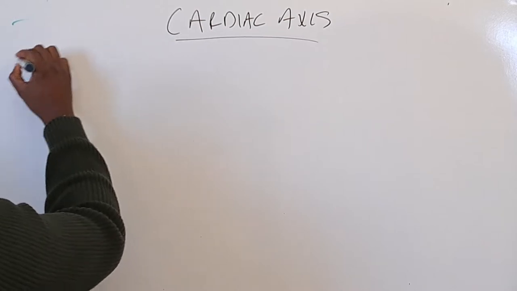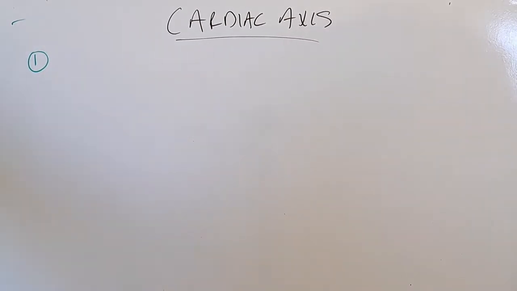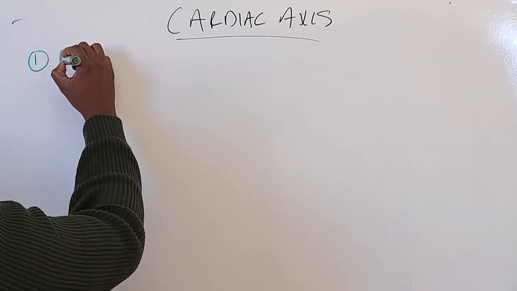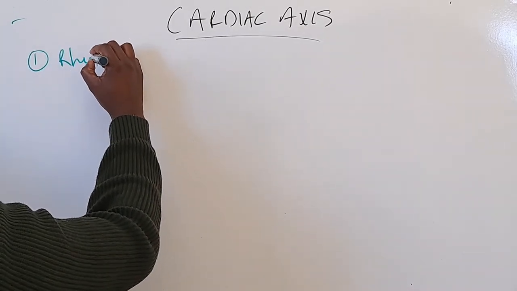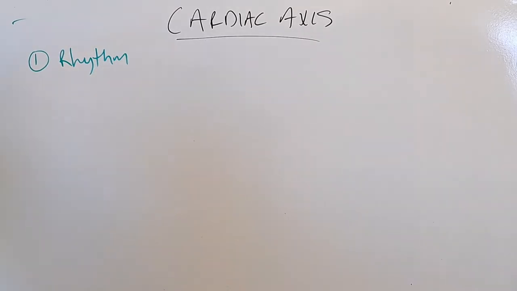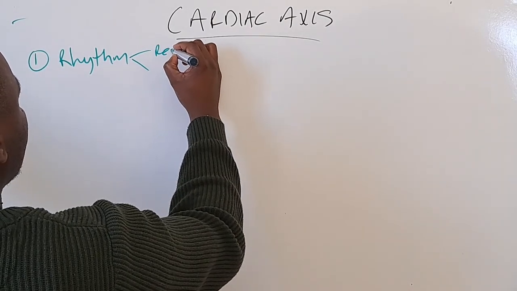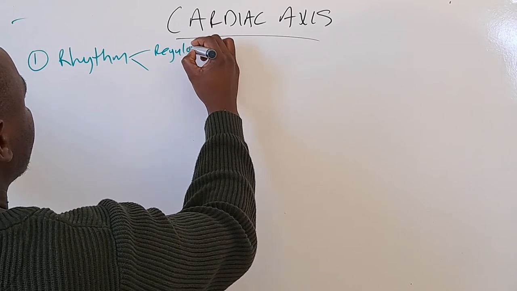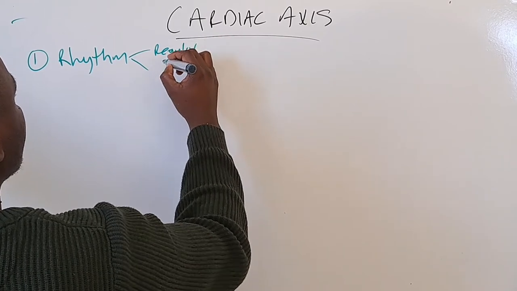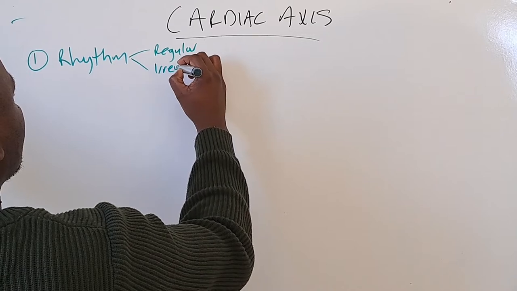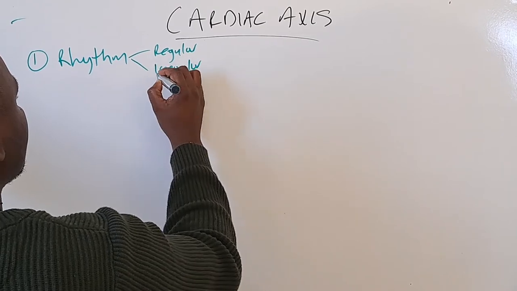So the first thing that you need to look at is the rhythm. I'm going to show you how to determine the rhythm, but decide if it's regular or irregular.